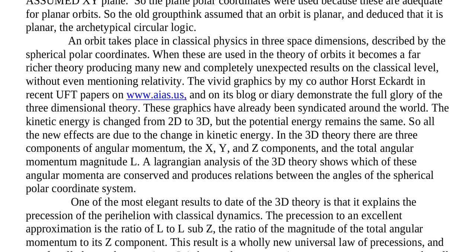The kinetic energy is changed from 2D to 3D, but the potential energy remains the same. So all the new effects are due to the change in kinetic energy. In the 3D theory, there are three components of angular momentum, x, y, and z components, and the total angular momentum magnitude L. A Lagrangian analysis of the 3D theory shows which of these angular momenta are conserved and produces relations between the angles of the spherical polar coordinate system.